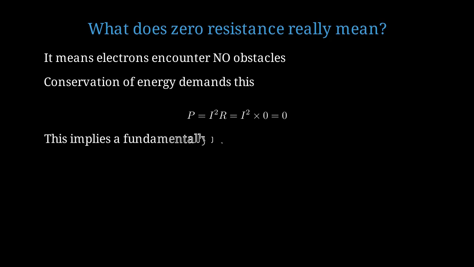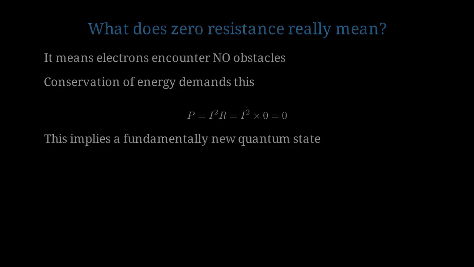This behavior implies that the electrons are not behaving as independent classical particles. They must be in some kind of collective quantum state that is protected from scattering. After Onnes' discovery, physicists spent decades trying to understand the microscopic mechanism. What could possibly cause this dramatic phase transition? Early theoretical attempts to explain superconductivity all failed. The problem was that classical physics simply had no tools to describe this phenomenon.